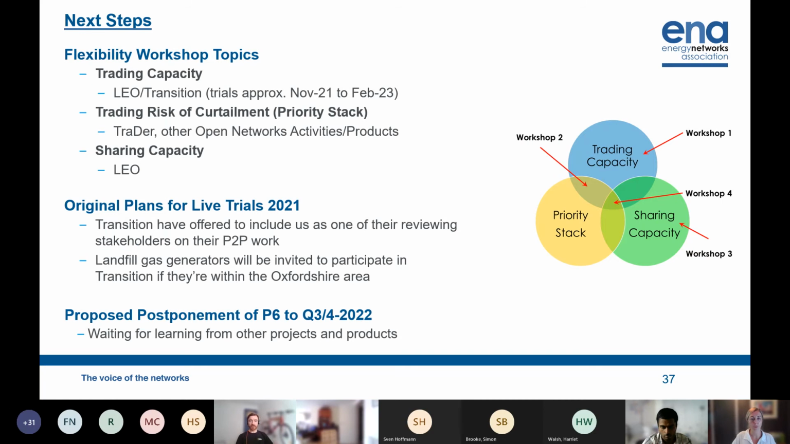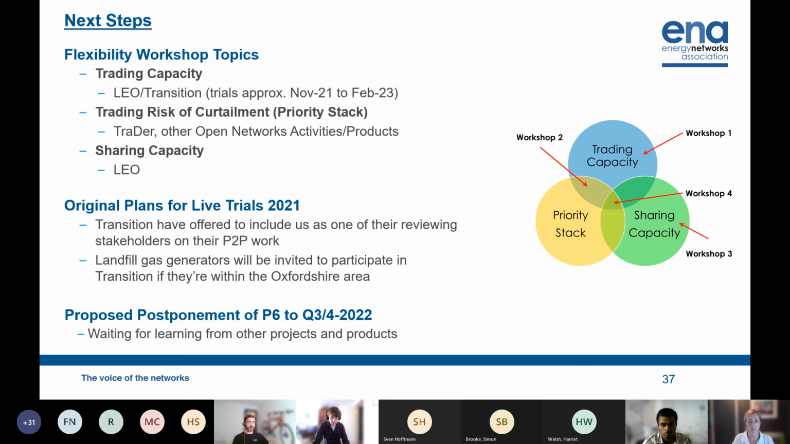Our next steps have been informed by stakeholder feedback from the market simulation workshops and wider consultations and steer within Open Networks. Basically, our plan is to postpone product 6 until the second half of 2022 to wait for learning to become available from some larger and much better resourced projects in the area. We don't want to reinvent the wheel, so we're aiming to use this learning as a jumping off point for a sort of gap analysis and a more detailed product scope for 2023.